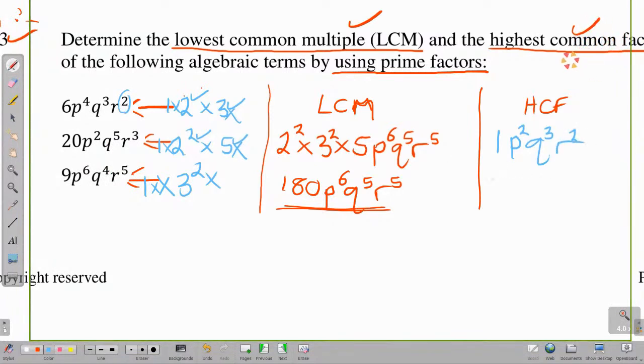Then this becomes the highest common factor. What does it mean? It means 1, P squared, Q to the power of 3, R squared is the number that can go into this and this and this. It is the highest number which you can divide into that, and that.